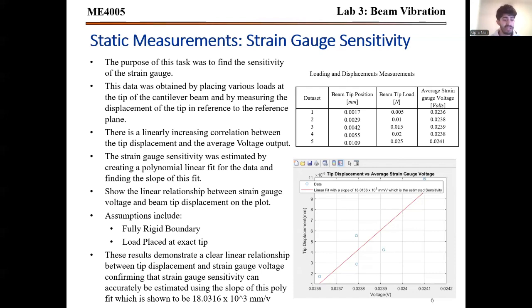Assumptions include a fully rigid boundary condition and load placed at the exact tip. And these results show that there's a clear linear relationship between the tip displacement and the strain gauge voltage, confirming that the strain gauge sensitivity is accurately estimated using the slope of this polyfit.